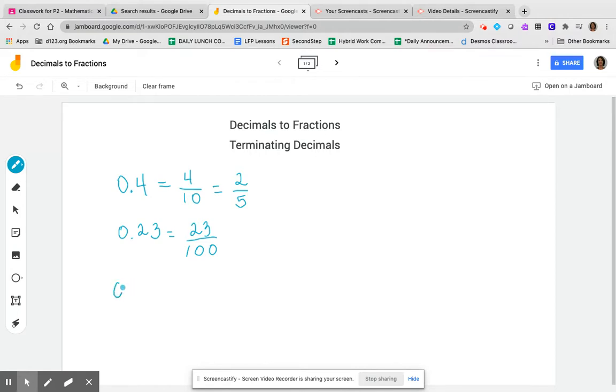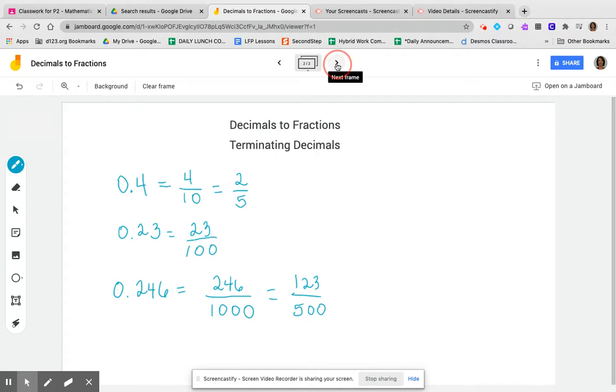Lastly, I'm going to use 0.246. So 246 is going to become my numerator. And since I have 3 digits as my numerator, I'm going to need 3 zeros after the 1 to make 1,000 my denominator. I can reduce this further. Both are divisible by 2, so my new numerator becomes 123, and my denominator becomes 500.